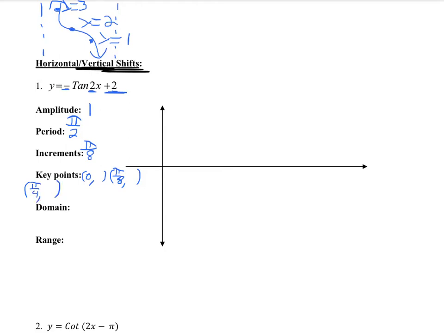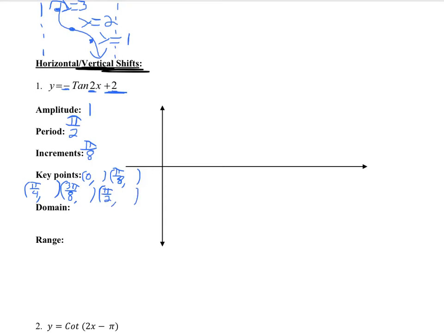Okay, and if I add pi over 8 to the 2 pi over 8, I get 3 pi over 8. And then if I add pi over 8 to 3 pi over 8, I get 4 pi over 8, which reduces to pi over 2. And that is the period, so it matches up.